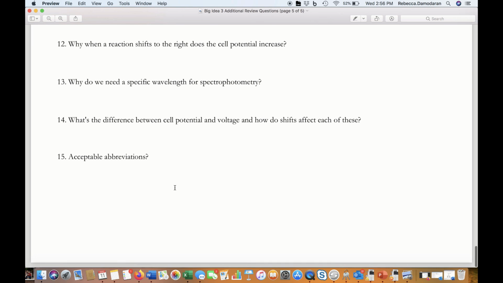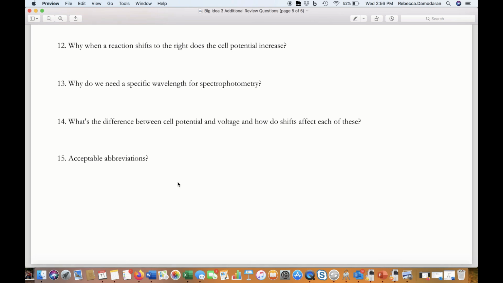Okay. And the last thing, acceptable abbreviations. Any abbreviation is fine as long as you're clear and write out the word first. So if you want to write IMF for intermolecular forces, make sure in the problem you first write intermolecular forces, and then after that point you can write IMF. All right, so as long as it's clear and you've used the full word before you use the abbreviation, you're good to go. And that's it.